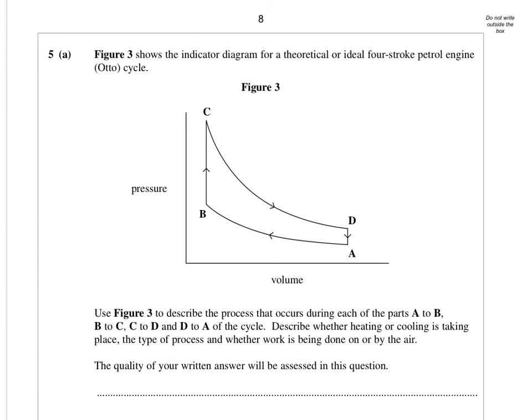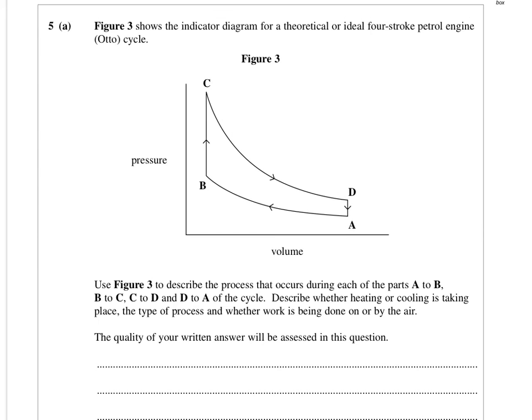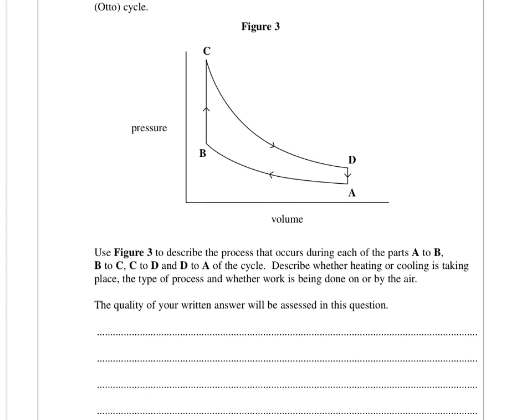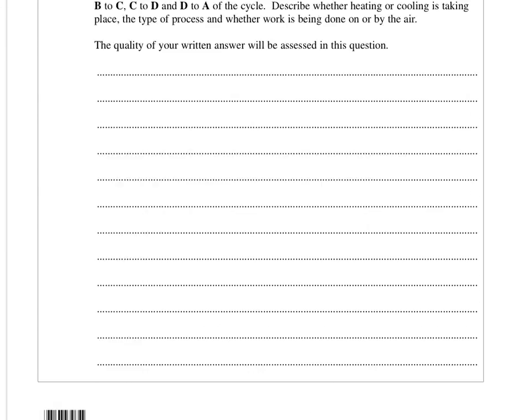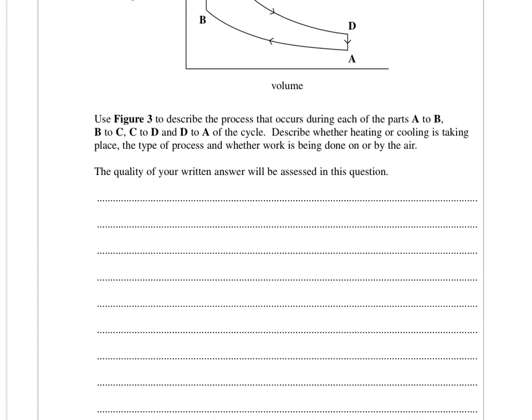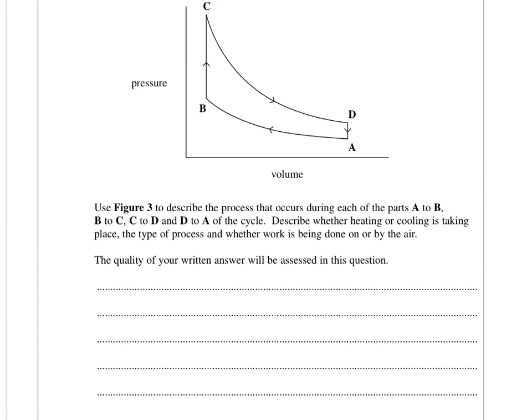Alright, so then on the next one we've got a diagram for a theoretical or ideal 4-stroke petrol engine, or an Otto cycle. Use the figure to describe the process that occurs during each of the parts A to B, B to C, C to D, and D to A. So we've got a longer style written answer question about an Otto cycle, which is very nice of them because there's so much you can say about it. Okay, so do they give us any guidance about what they want? Nope. Okay, so we're just freestyling it here.